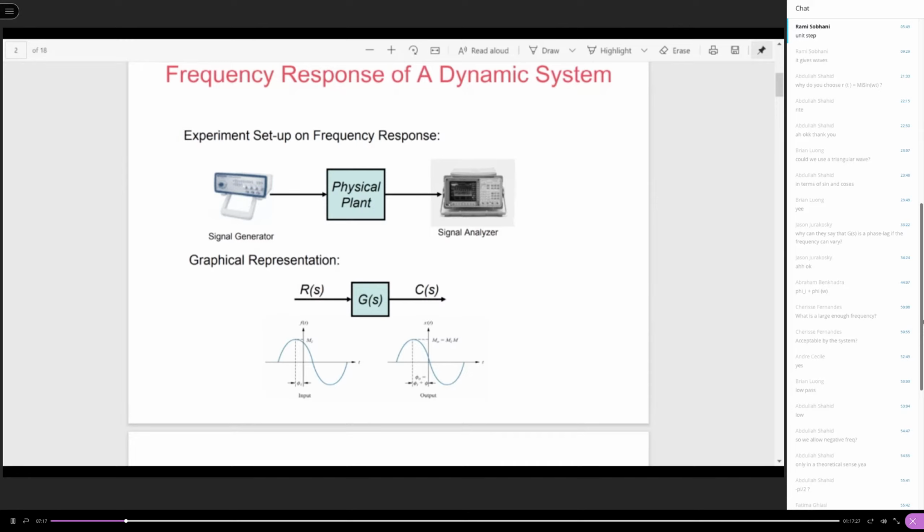Now, I also mentioned that there's another kind of testing signal, and that is what we call the frequency signal. The frequency signal is a different testing signal from the unit step and the unit ramp, in the sense that you cannot simply derive the response to a frequency signal from the unit step response or unit ramp response. So they are different. They are totally different.